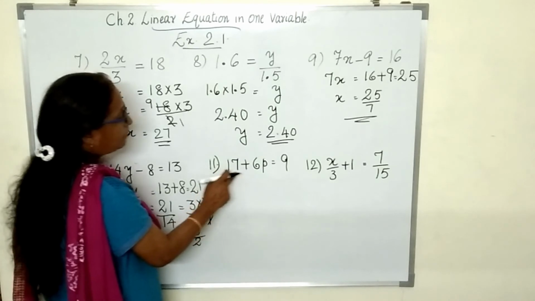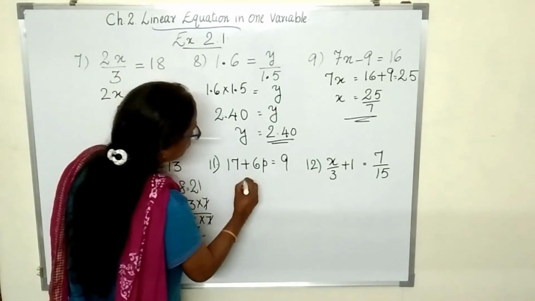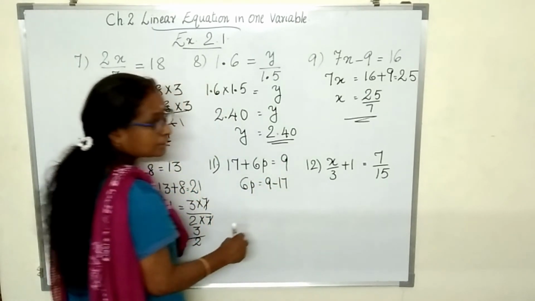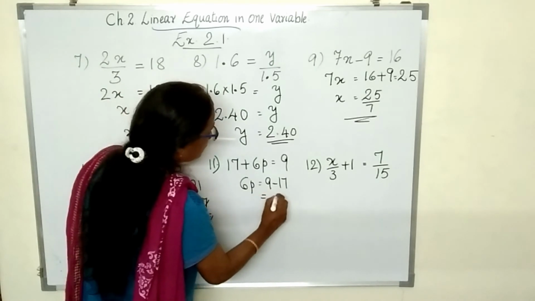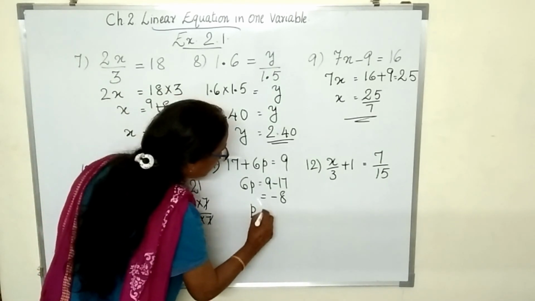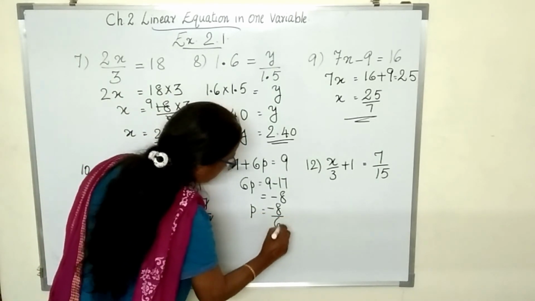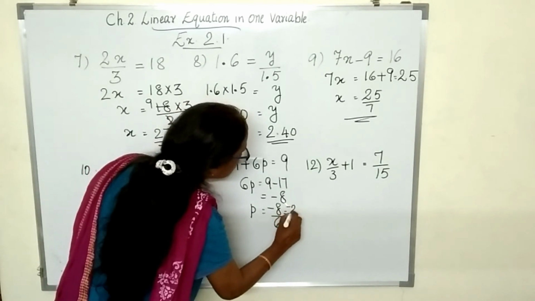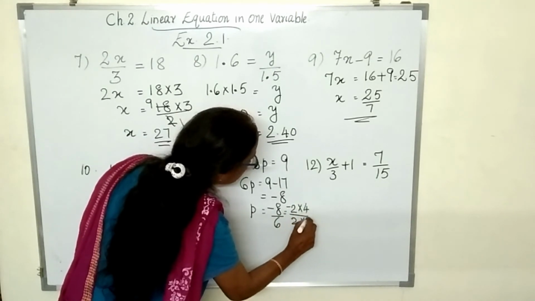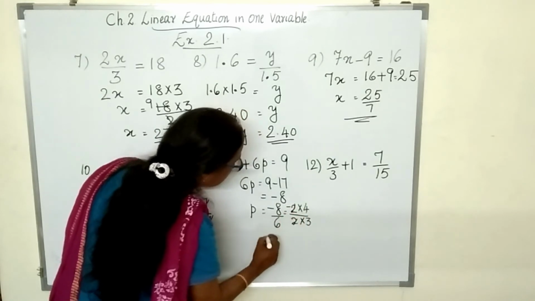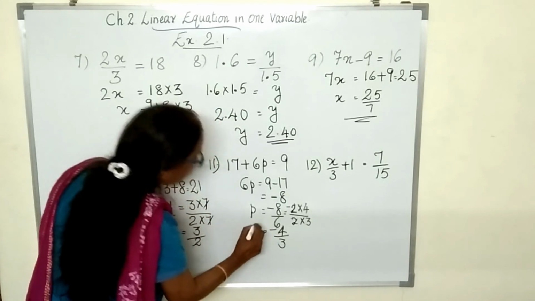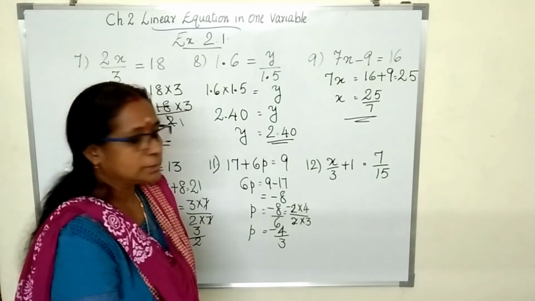Here 17 plus 6p is equal to 9. So keep 6p here. 9 minus 17, how much? Minus 8. So p is equal to minus 8 upon 6, which is equal to minus 2 into 4 upon 2 into 3. So 2 gets cancelled. So here minus 4 upon 3. p is equal to minus 4 upon 3.